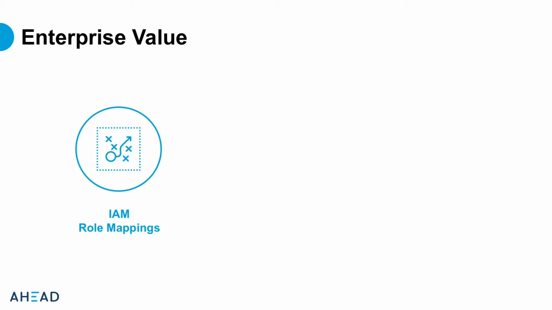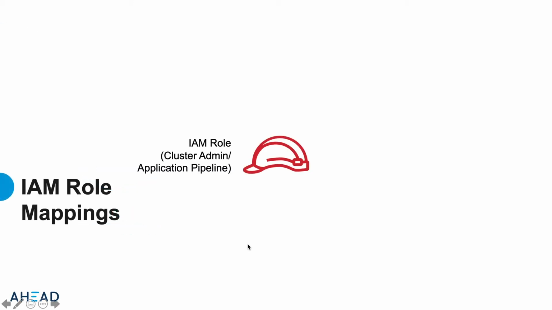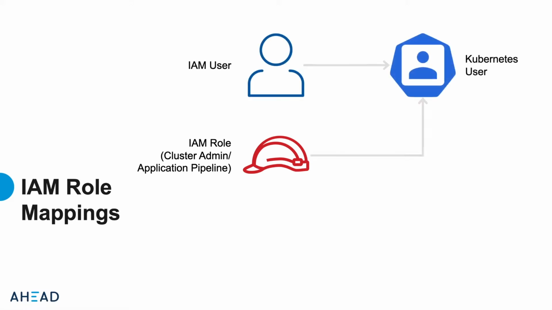IAM management in the AWS ecosystem can be a full-time job in itself, and the way it has been integrated into EKS is not trivial initially. Out of the box, this feature provides a few external roles, such as cluster admin role and application deployment pipeline role. These roles map to a user inside of the Kubernetes cluster. You could also configure an IAM user in the same manner.